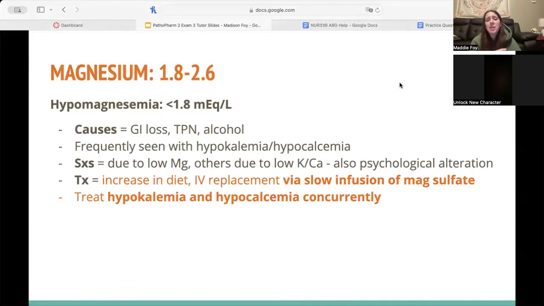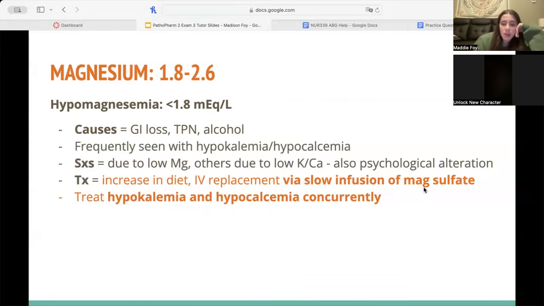So hypomagnesemia, this is low magnesium, can be caused by GI loss, TPN, that total parenteral nutrition, as well as alcohol use. Some of the signs and symptoms are due to low magnesium inherently, but some of them are due to low potassium and calcium, which they just kind of move together. Something unique about hypomagnesemia is a bit of a psychological alteration. To treat low magnesium, you're going to try to increase the intake in diet. You can do IV replacement via slow infusion of mag sulfate. Again, with that, more magnesium, more sedation.